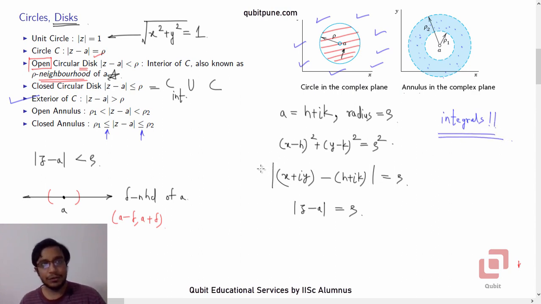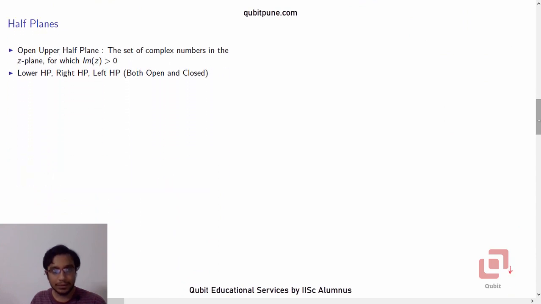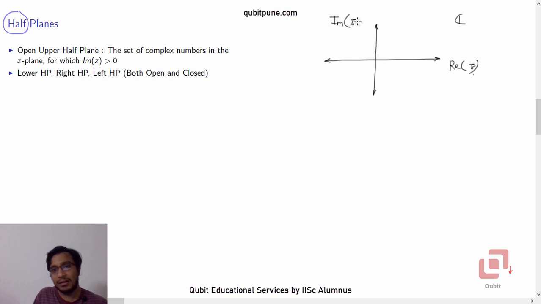Okay, all right, so now we have defined the circles and disks. Let's now go to half planes. So what are half planes? We already know what a plane or a planar surface is. Now half planes may be considered as follows. We'll first talk about the open upper half plane. So let us first draw the complex plane. This is the real axis and this is the imaginary axis.